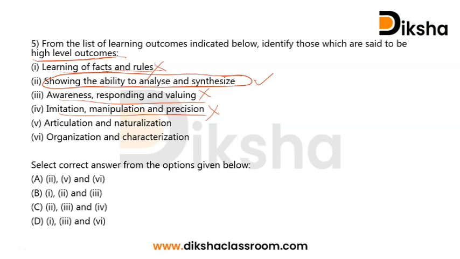Then articulation and naturalization. Just like analysis and synthesis, articulation and naturalization also need our complex mental processing. If you have to articulate something, if you have to naturalize something, it is beyond being aware or responding to something. It definitely uses complex mental processing. So articulation and naturalization is also an example of a higher-level outcome.